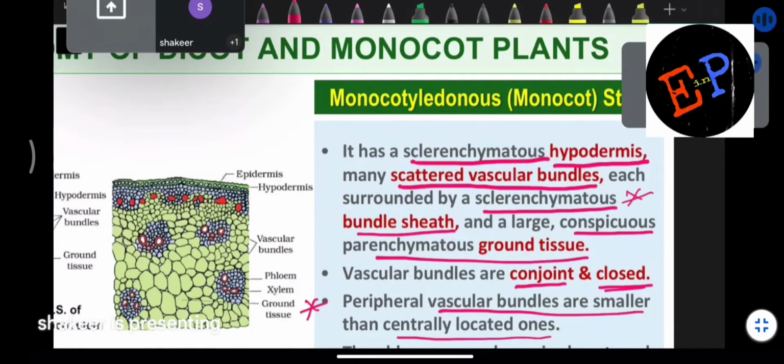But in the case of the dicot stem, the arrangement of xylem and phloem was regular, no? That was the property of the dicot stem. But here it is in the form of scattered pouches. Here you can find one scattered pouch, here another, and here another. So they are arranged in scattered pouches.